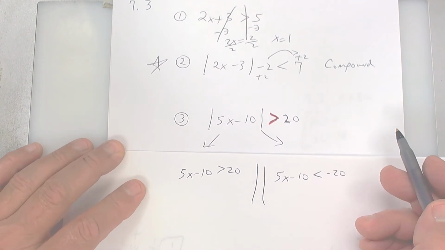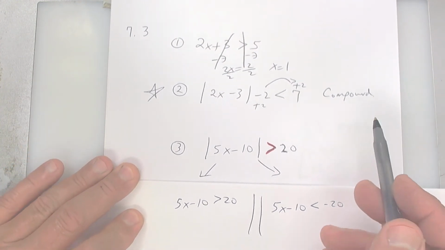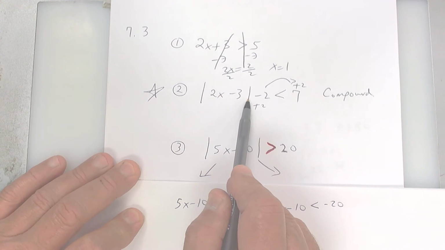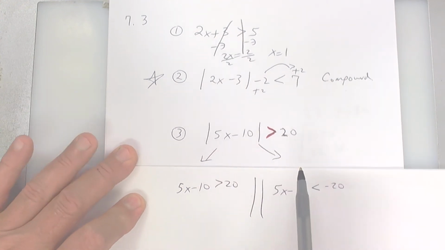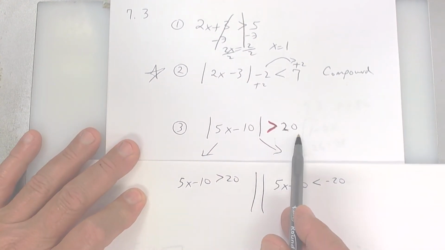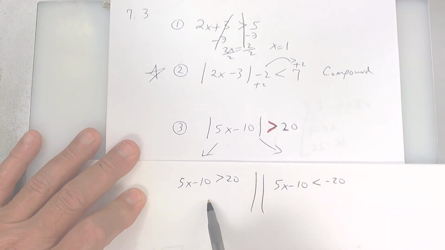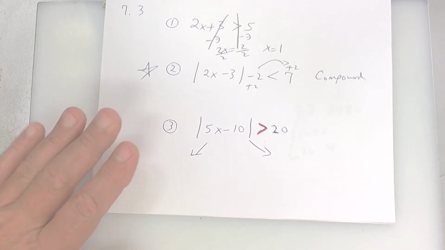Okay, so you got two possibilities. One is where it points towards the absolute value, it's a compound, and one is where it points away, and then you write it the same way, and then you switch the sign and you write a negative. There it is. Here's your work for today.